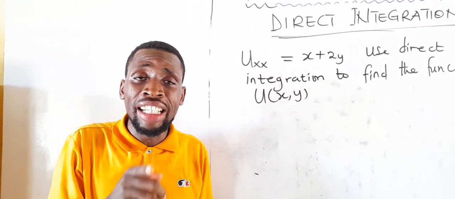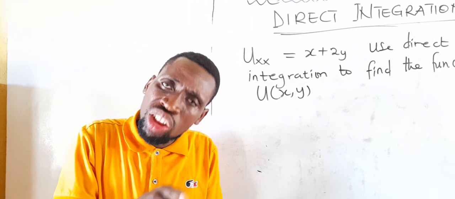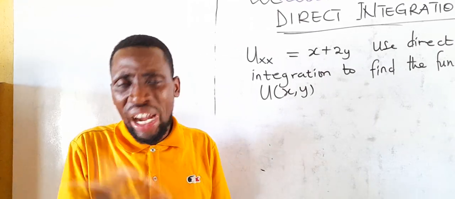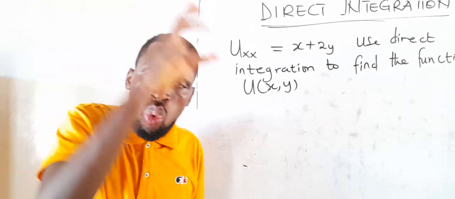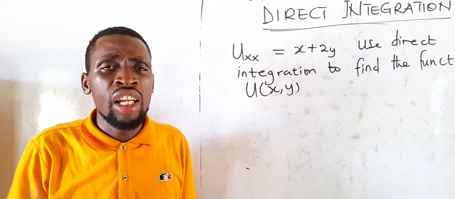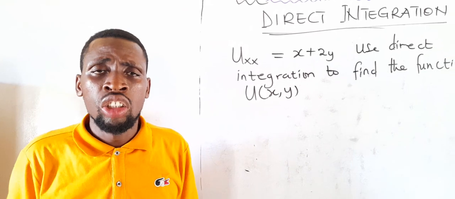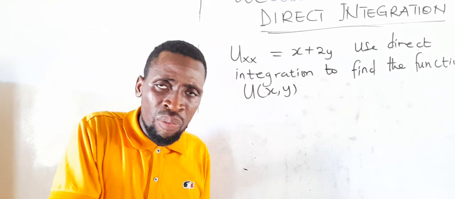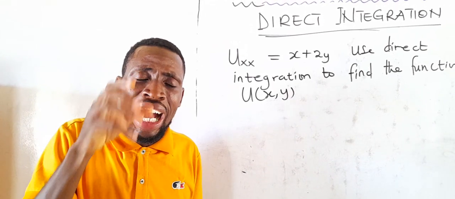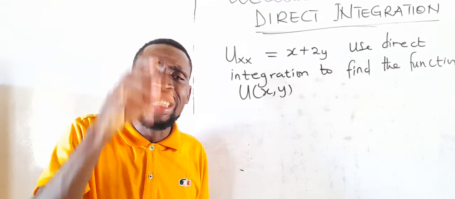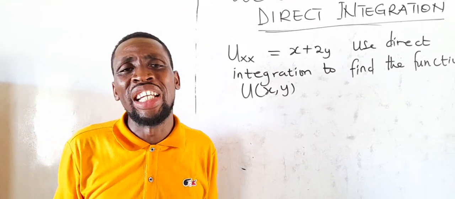Then when we are integrating with respect to y, the constant c will be a function of the other variable. Why is it so? Because when we are integrating x, the y is kept constant. And when we are integrating y, the x is kept constant. So when we integrate x, the constant of integration will be a function of y. And when we are integrating with respect to y, the constant of integration will be a function of the variable x. I hope you get that.